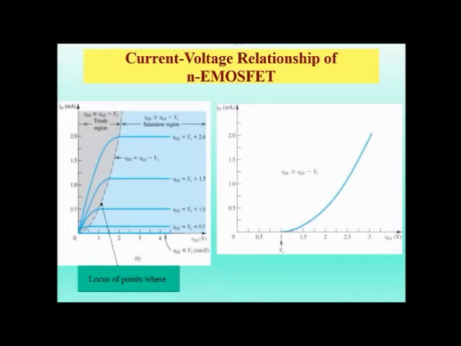Now for this enhancement type MOSFET, there is a current voltage relationship diagram. The locus of the points lies at this curve, which divides the two regions, the triode region and the saturation region. In the saturation region the current value remains the same, and it is controlled by the gate voltage VGS. Whenever VDS, the voltage across the drain source, is greater than VGS minus VT, the threshold voltage, it comes into the saturation region, and whenever VDS is less than VGS minus VT, it falls in the triode region.